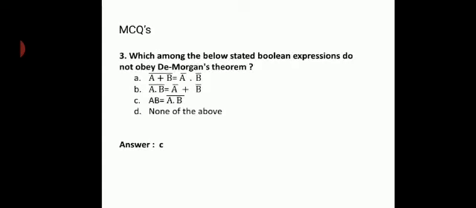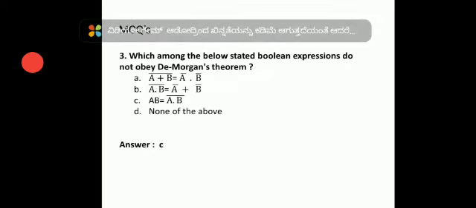Third question. Which among the below stated Boolean expressions does not obey De Morgan's theorem? First option: A plus B whole bar equals A bar into B bar. Second one: A into B whole bar equals A bar plus B bar. Third one: AB equals A into B whole bar. None of the above. Answer C. A into B equals A bar, A into B whole bar, that is the wrong De Morgan's theorem.